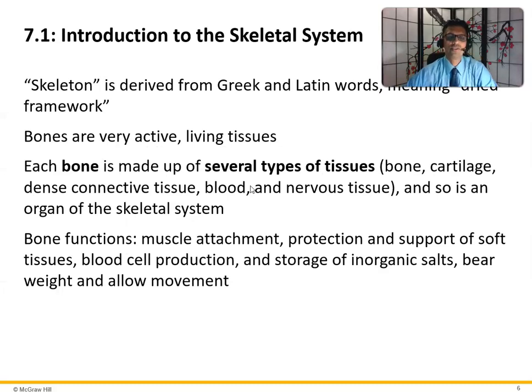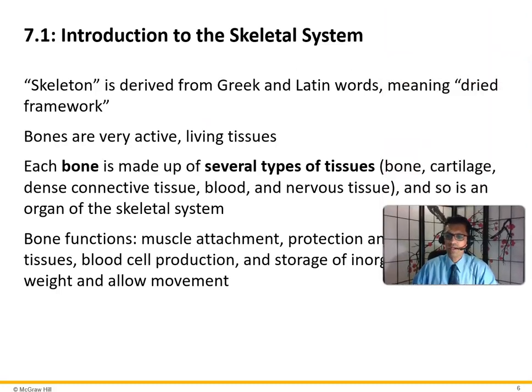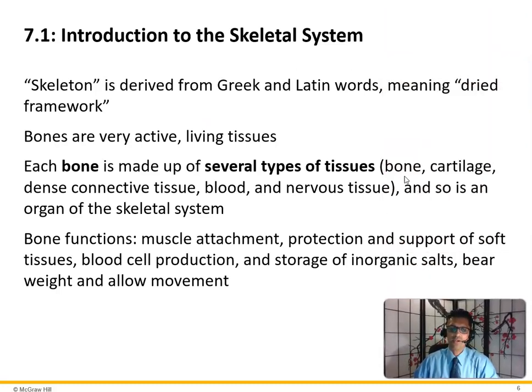Okay, skeleton is derived from Greek and Latin words meaning dried framework. Bones are very active living tissues. Each bone is made up of several types of tissues: bone, cartilage, dense connective tissue, blood, and nervous tissue. So if you've ever broken a bone, people say, why does it take so long to heal? Well, it's not just the bone that you're breaking, you're also irritating some of the connective tissue, the blood vessels, the nervous tissue, and cartilage. So all that needs to heal.